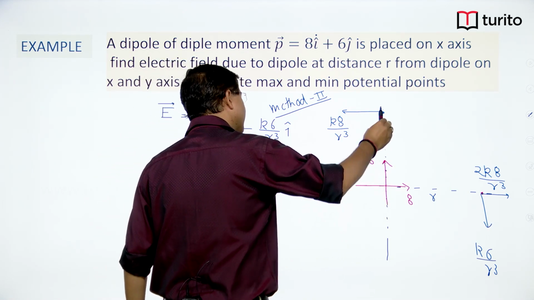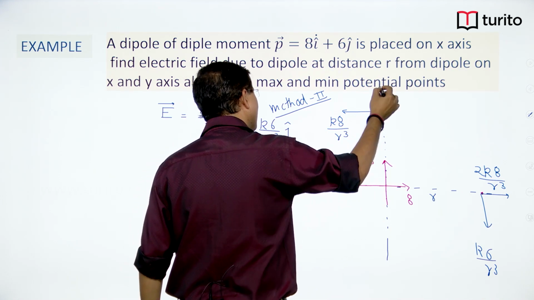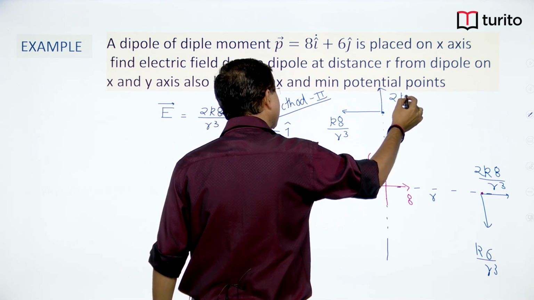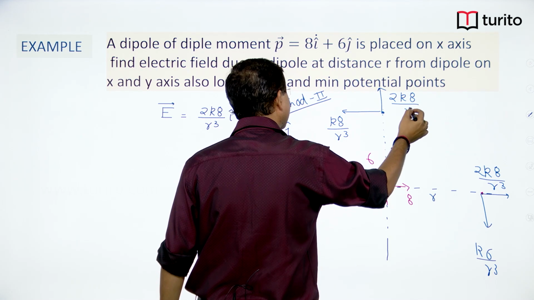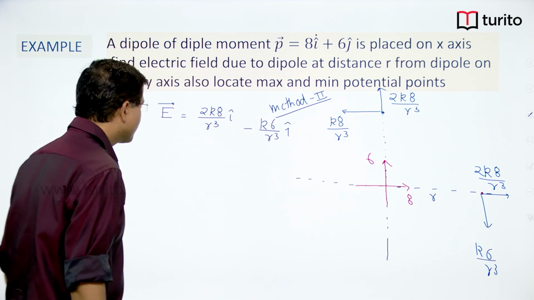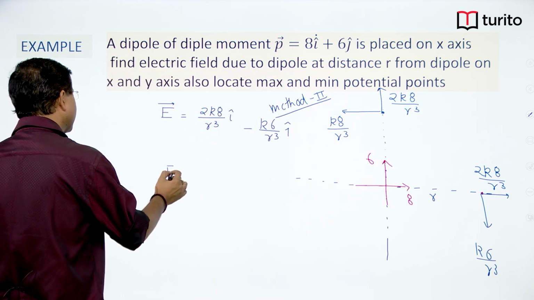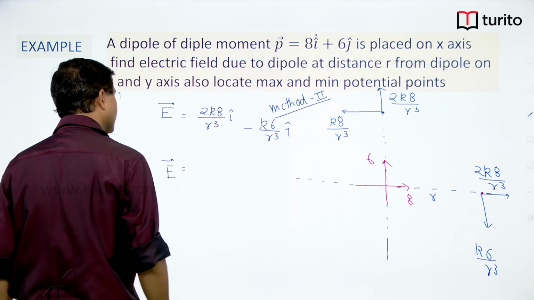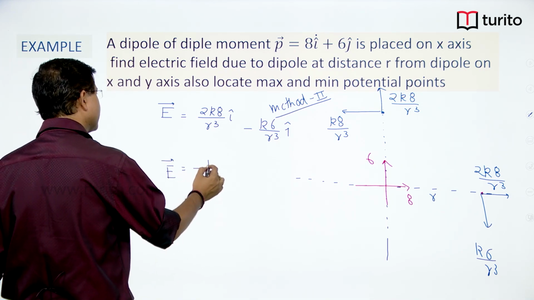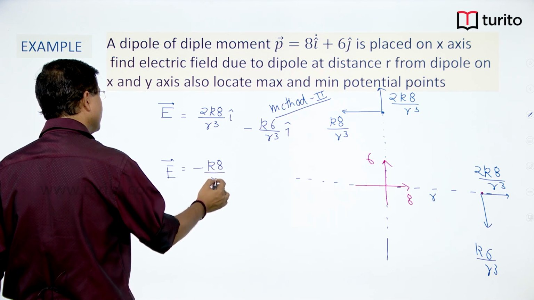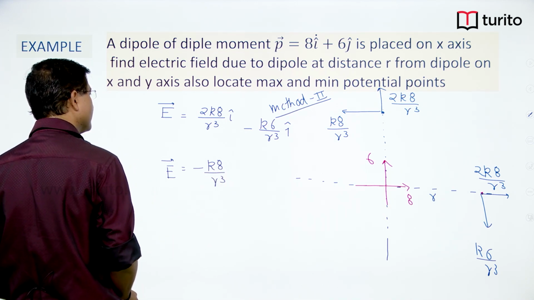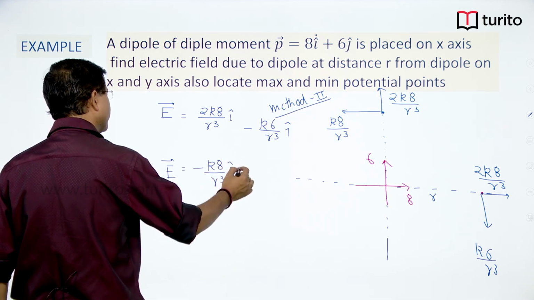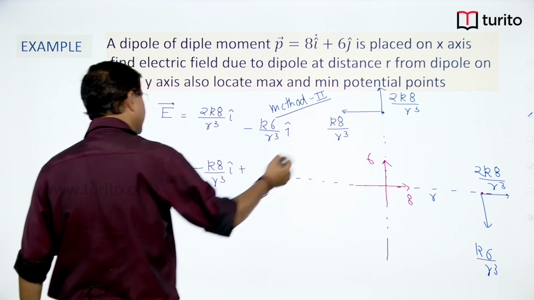For 6 it is axial. What can I write? 2K8 divided by R cube. So the field on the y axis I can write as minus K8 divided by R cube I cap, plus this I have written here.